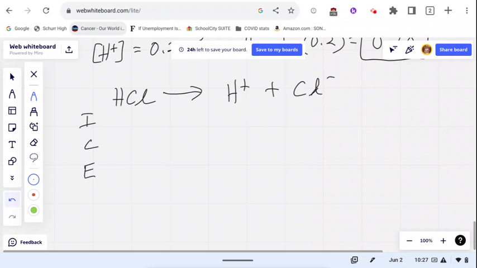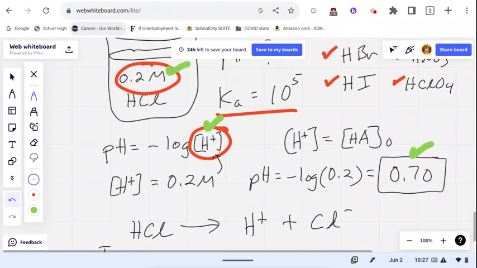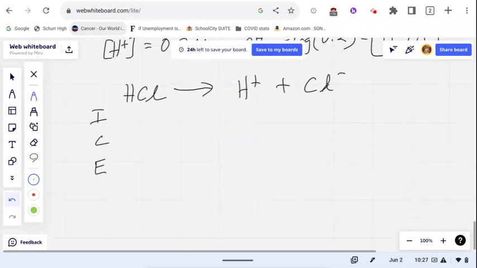And we started with a concentration of 0.2 molar for HCl, right? So we're going to start off with 0.2 molar. Okay. And we put 0 hydrogen ion and 0 chloride ion.